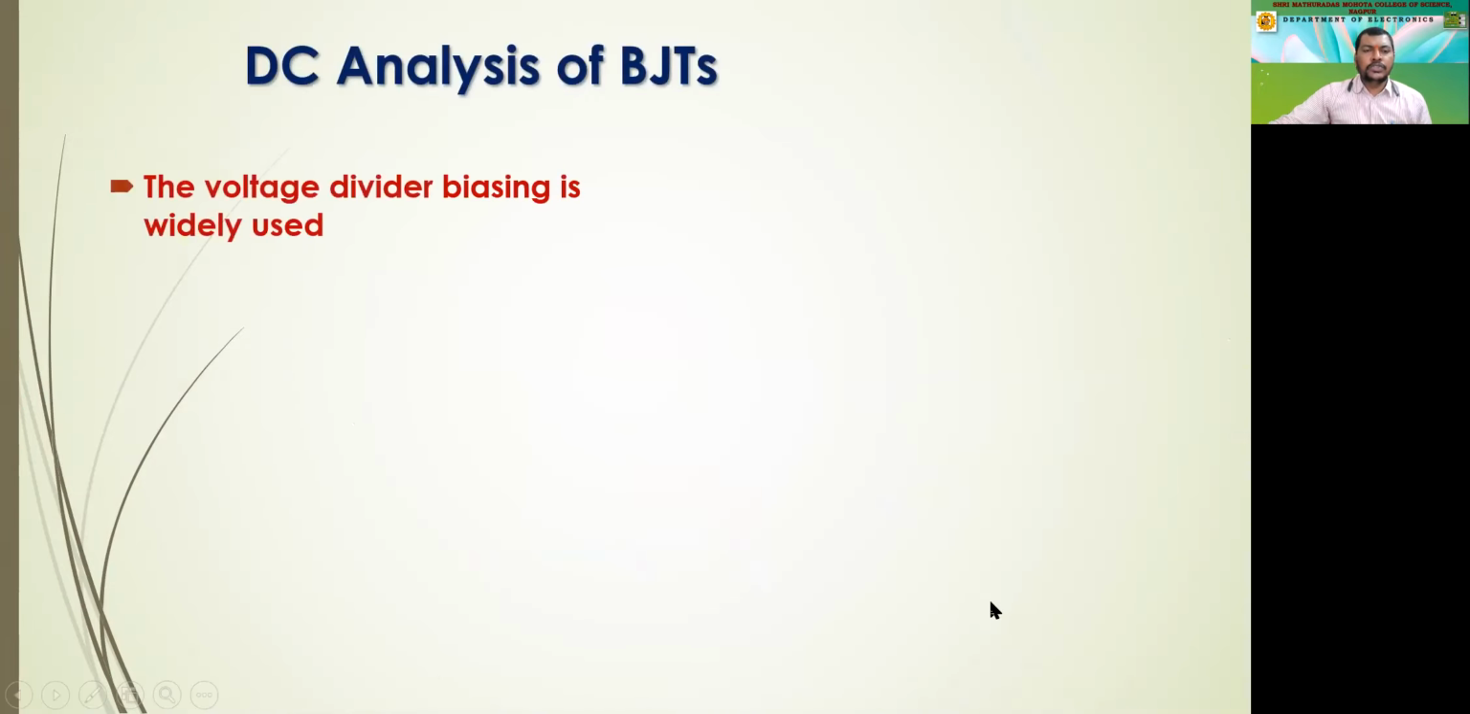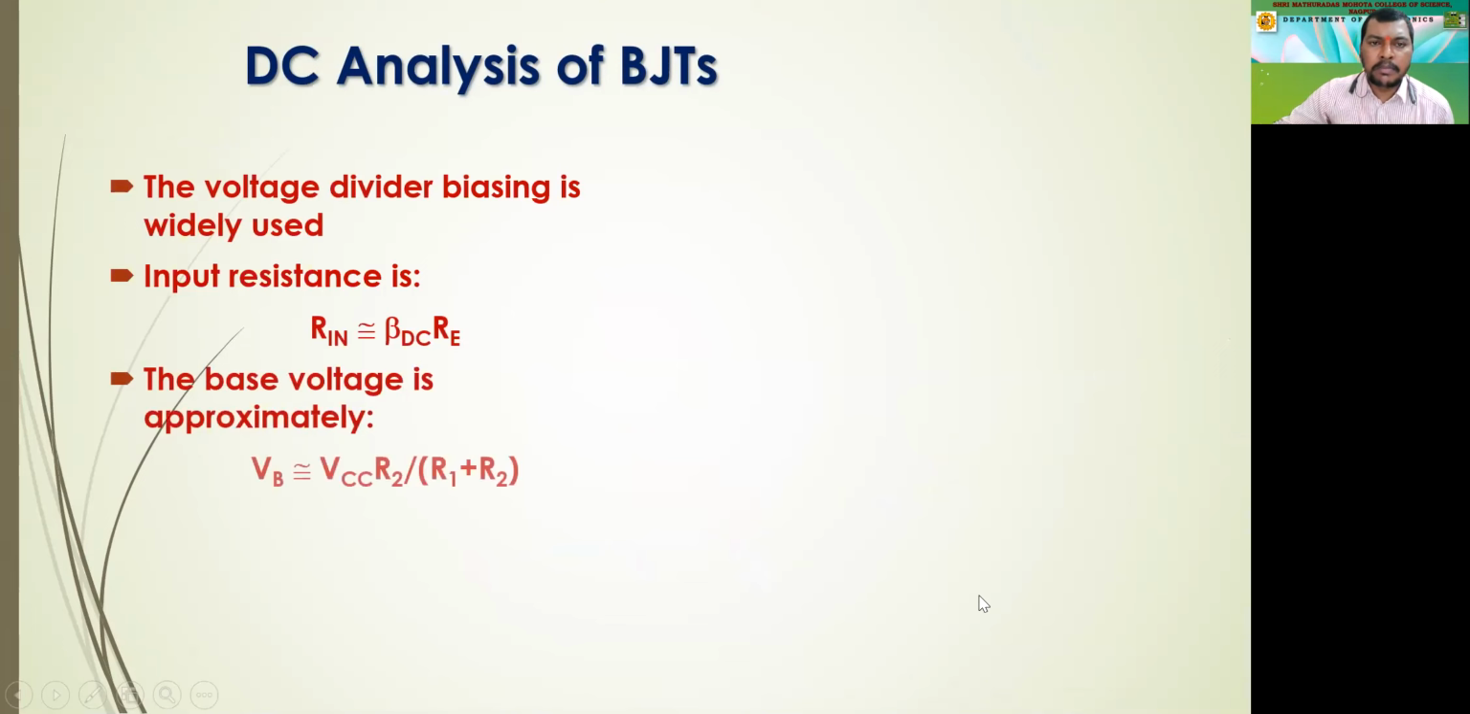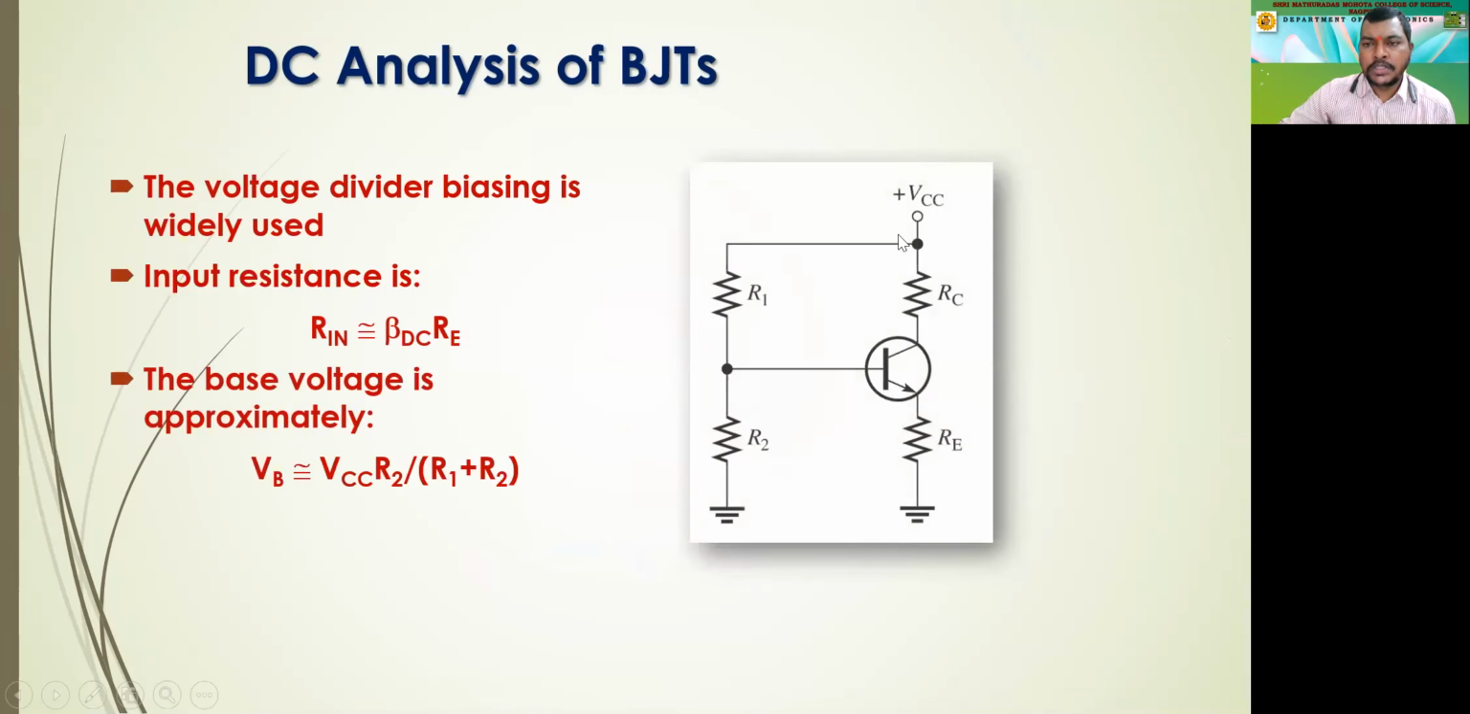These are DC analysis of BJT. This is the voltage divider biasing. The same voltage is being used to give to the base. We are not using a different power supply for the base. The same plus VCC can be used to give a voltage to the base of the transistor so that this base emitter junction should remain forward biased.